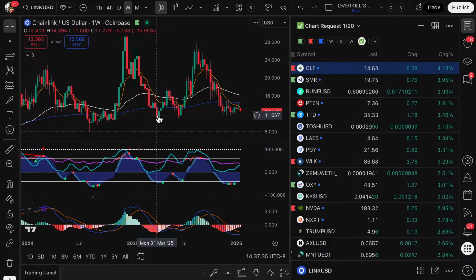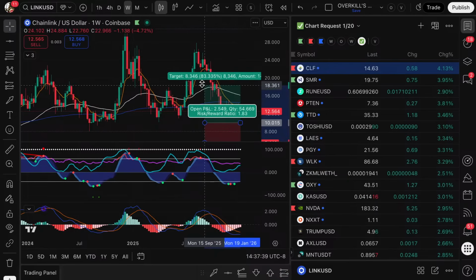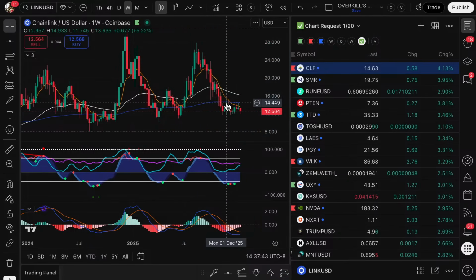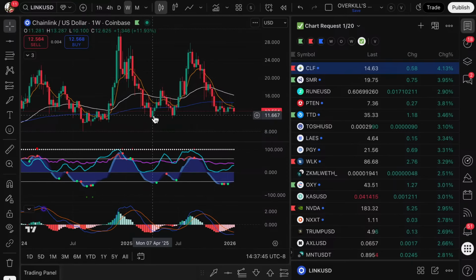Imagine being bearish back here in April when Link was at $10, and you missed this trade from 10 up to 28 for 180%. Imagine missing that because you thought the bear market was coming. Which I'm not saying we can't go down to 8. Anything is possible in the market. I've been around long enough to not rule anything out.